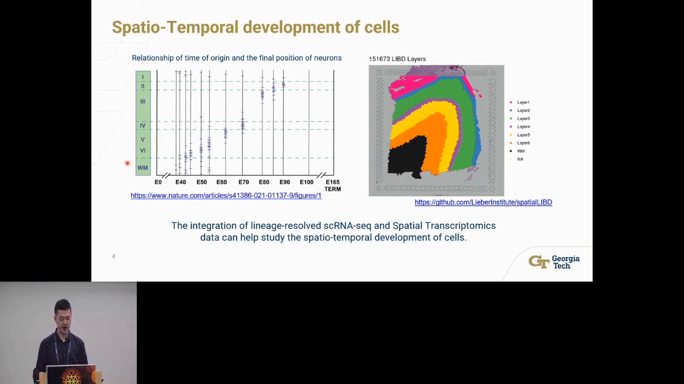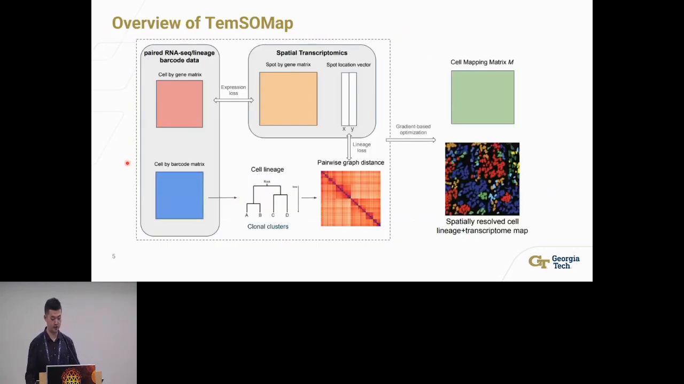Therefore, we think that by the integration of the lineage-resolved single-cell RNA-seq data and spatial transcriptomics, we are able to study the spatial temporal development of cells. With those motivations, we developed TemSOMap. TemSOMap takes two inputs. One is the paired single-cell RNA-seq data with lineage barcode. We have two matrices: a cell by gene matrix on the top and a cell by lineage barcode matrix at the bottom. The other input is the spatial transcriptomics data, which can be considered as a spot by gene matrix. And for each spot, we have their spatial location information.